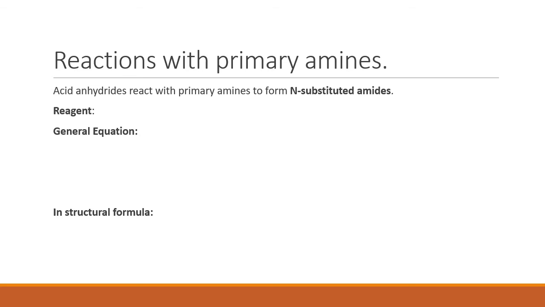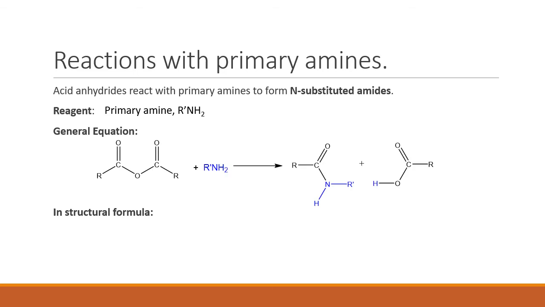Okay, so then we're going to move on and look at primary amines, probably the most tricky of these reactions. Primary amines are going to react with acid anhydrides to form N-substituted amides. So our primary amine is going to be our reagent. And let's have a look at that general equation again.